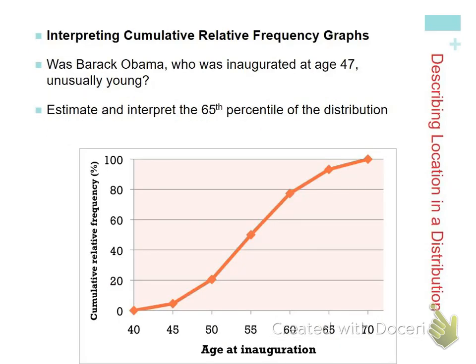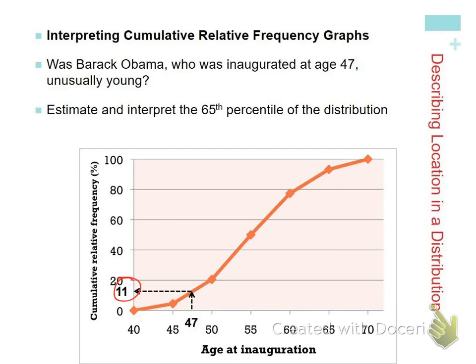Okay, so here's the ogive again. Some questions that you can answer. Was Barack Obama, who was inaugurated at age 47, unusually young? Well, you have to find 47 on your x-axis, because your ages are along the x-axis, and the cumulative relative frequency, or the percentile, is along the y-axis. So there's 47. You touch the graph there, and then you slide over to the y-axis.